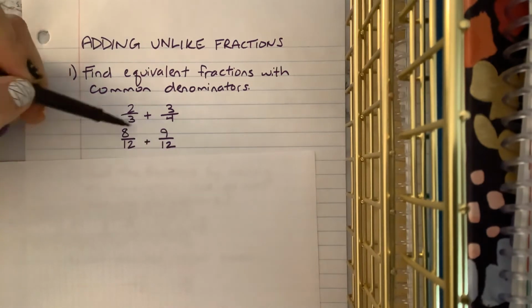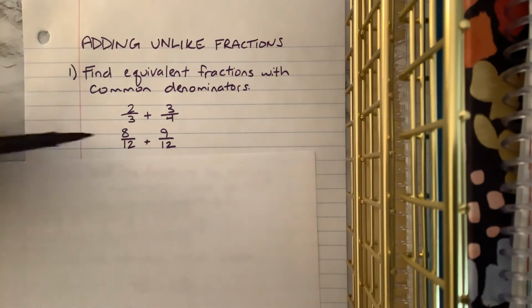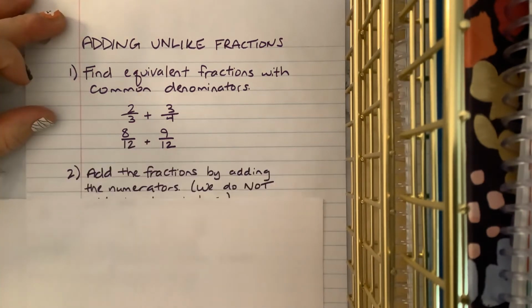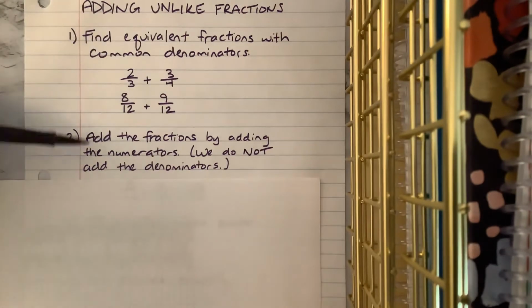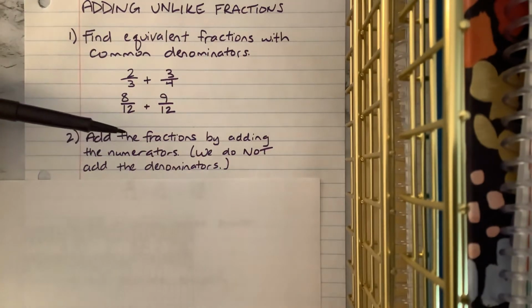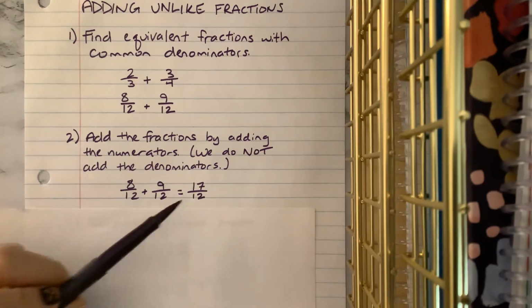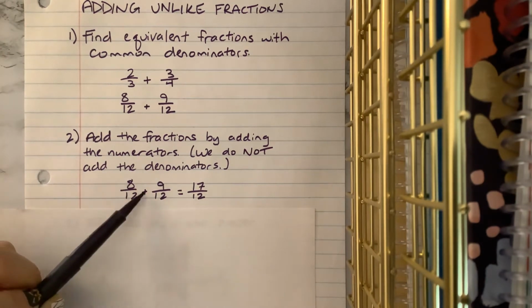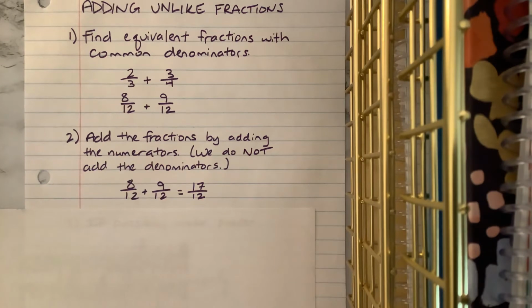So we have our equivalent fractions with common denominators. So these are now no longer unlike. These would be what we call like fractions. They share a denominator. Next, we want to add the fractions by adding the numerators. We do not add the denominators. When we're doing addition of like fractions, we do not add the denominators. So what does that mean? Our denominator stays the same, but we add our numerators. 8 plus 9 is 17.